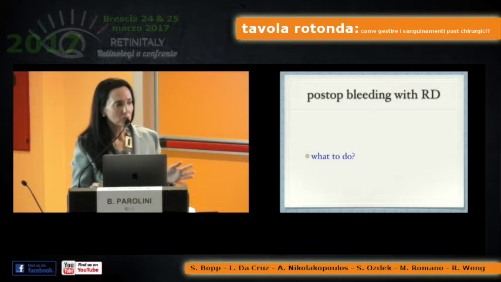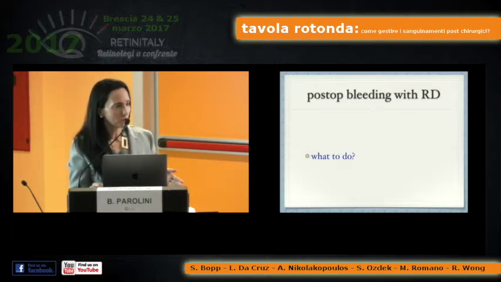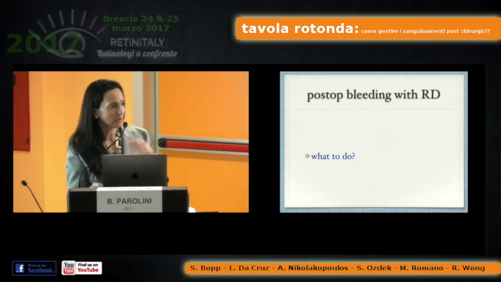So let's say that we have a postoperative bleeding and we can determine that there is a retinal detachment. In that case, do you all agree to intervene immediately?